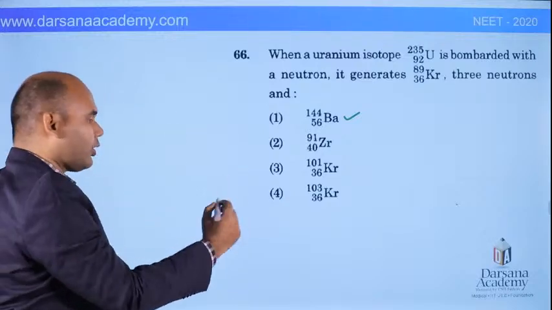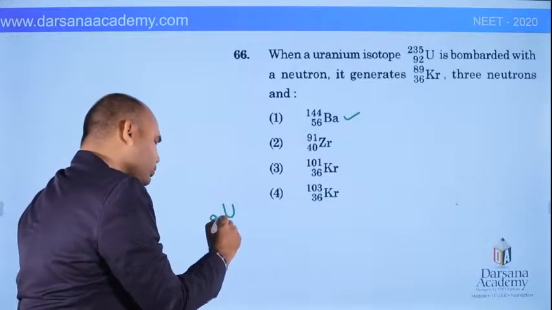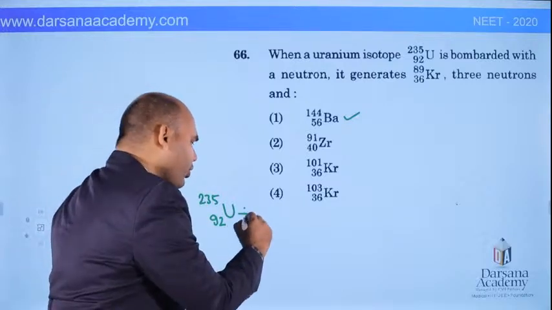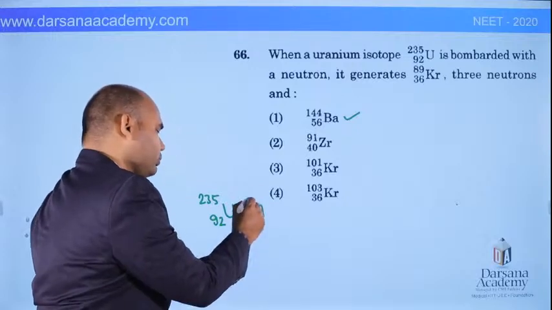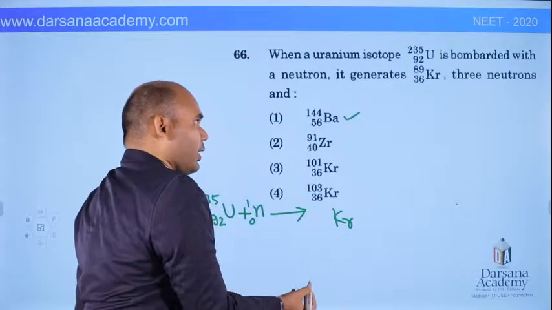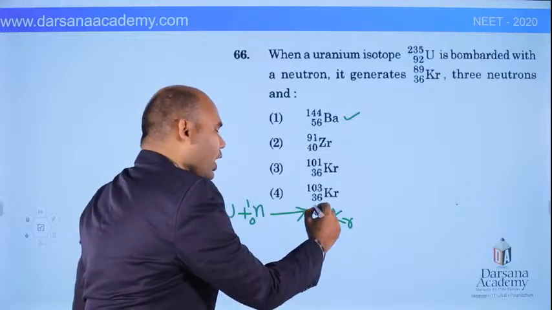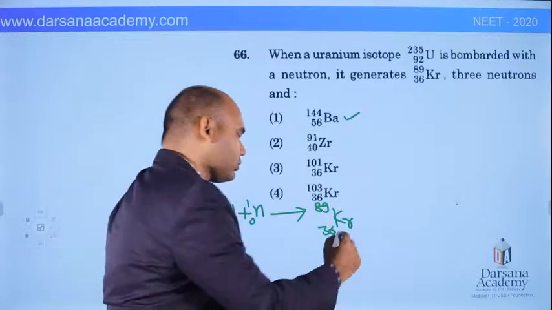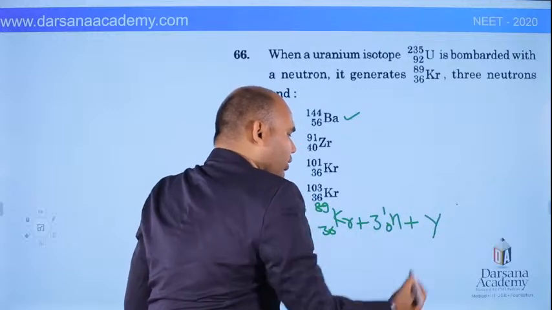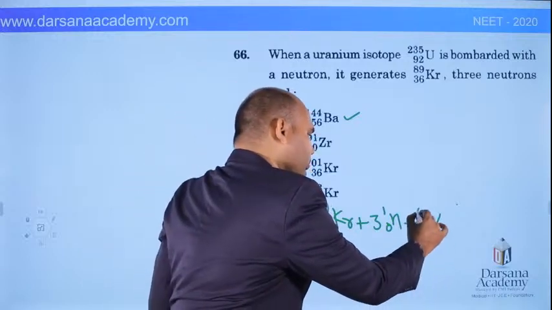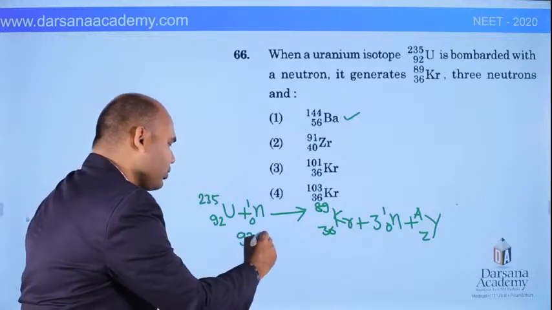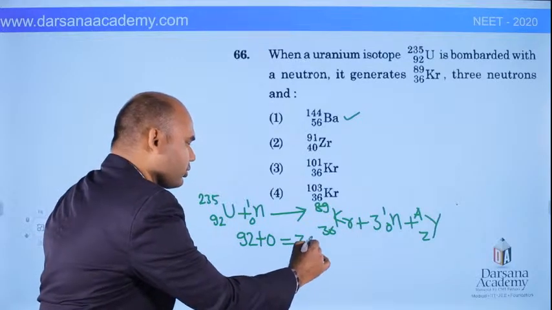Like here you can write uranium 92, 235 and bombardment of a neutron. Okay. So 0, 1. It results in products: krypton 36, 89 plus 3 neutrons. 3 neutrons means what? 0, 1 plus another compound, say Y with Z and A. So a very simple reaction. So you can write 92 plus 0 equals 36 plus 0.